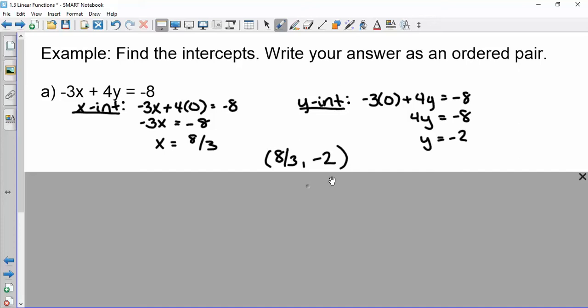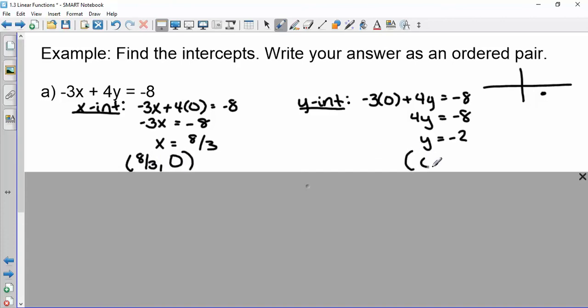What's wrong with that? 8/3, 0, is it here? 8/3 is a point. Is that on the x or the y axis? No, I asked you to find two different things. You have to give me an ordered pair for each of them. So the x-intercept, my x was 8/3. What was my y value? 0. For the y-intercept, my x was 0 and my y was -2. So if I ask for ordered pairs, make sure you're giving me two separate ordered pairs. Don't just try to put those two answers together.